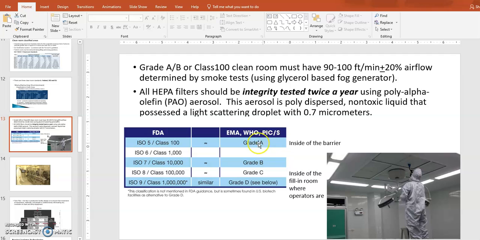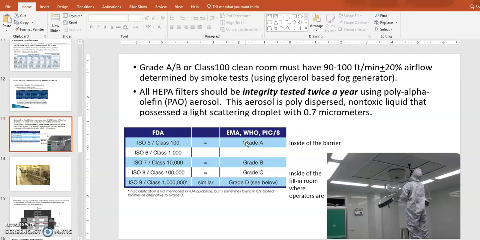Grade A, like I said, the cleanest, is equivalent to ISO 5 and maybe federal standard class 100. Those are the cleanest areas inside of a clean room, right? Inside a filling machine, the cleanest area. You cannot go in there, even if you are fully gowned up. Nobody's allowed to go in there.